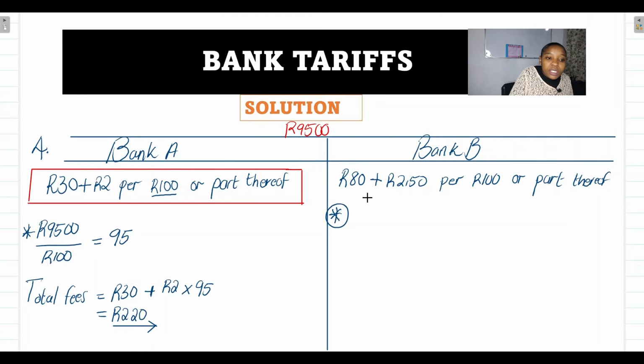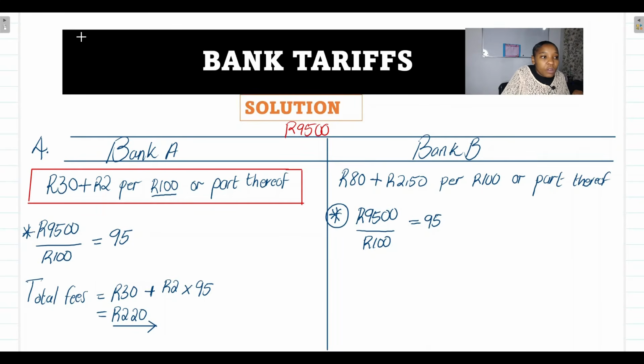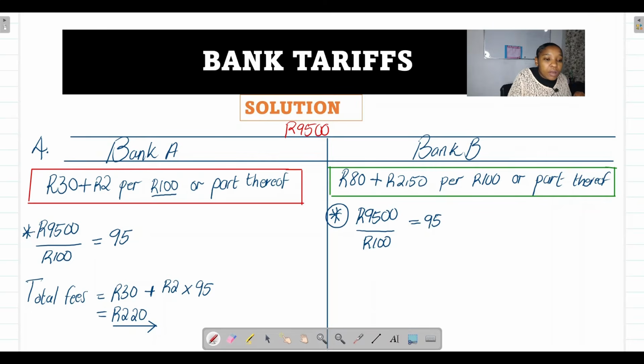Same thing. We first want to determine how many 100 rands we have in 9,500. So you take that 9,500 that is deposited and divide it by 100. When you divide it by 100, you still get that 95. So we go back to the formula and substitute to get the total fees that you'll pay.